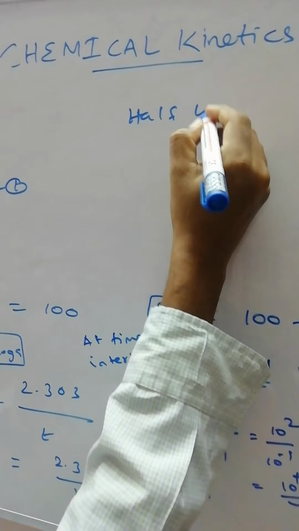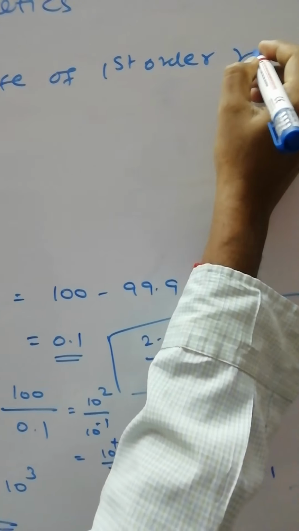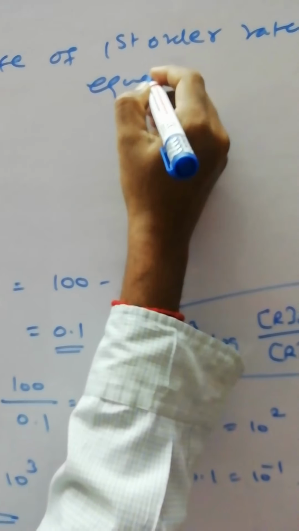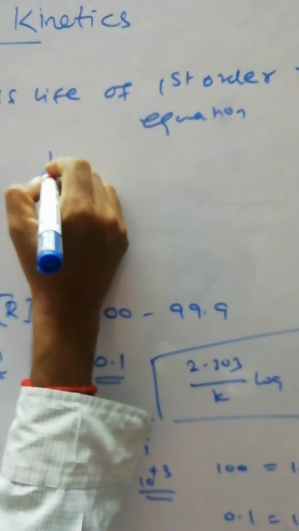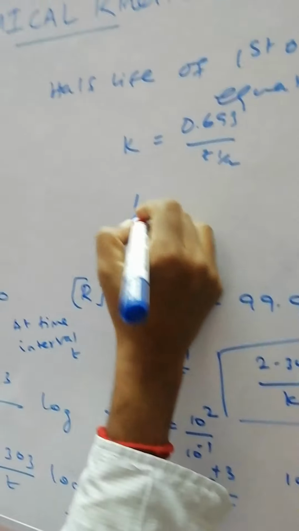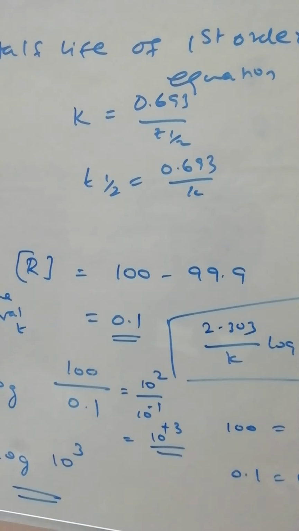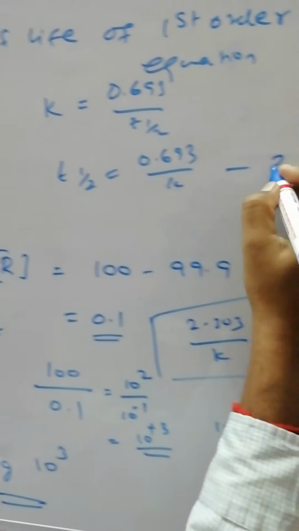Second, the half-life of the first order rate equation: K is equal to 0.693 by T half. T half is equal to 0.693 by K. Okay, this is equation number 2.